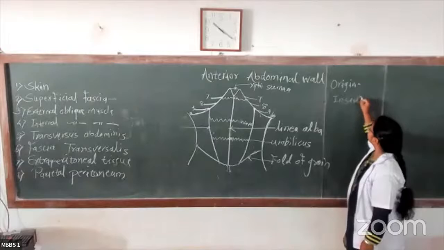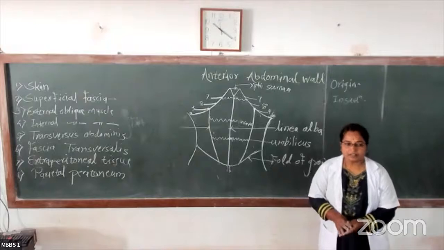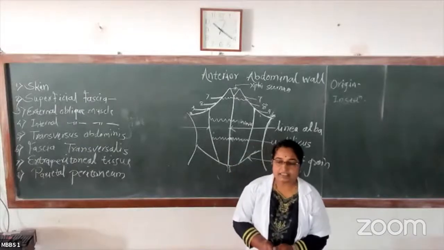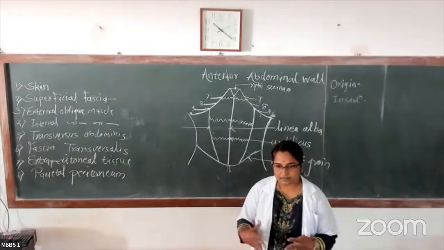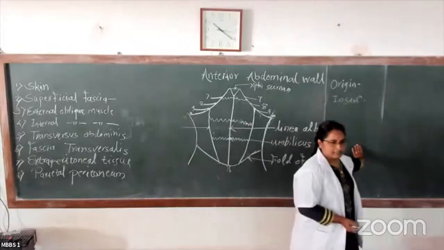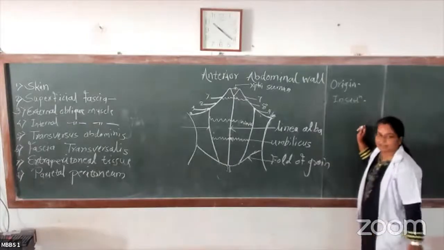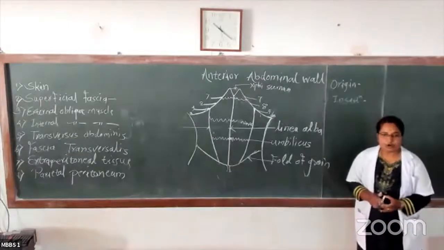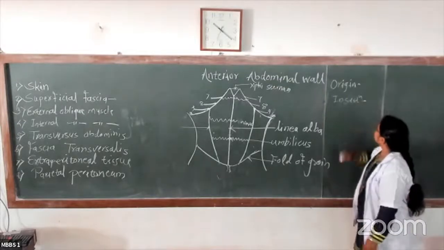Now the insertion. The direction of fibers of this muscle is downward, forward and medially. It is the same as when you insert your hands in your side pockets; the fingers show the direction of the muscle fibers, that is downward, forward and medially. Now the insertion: the posterior most fibers are inserted into the outer lip of the iliac crest, ventral segment.